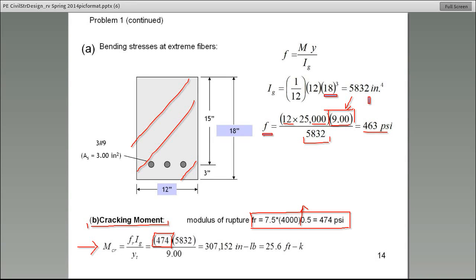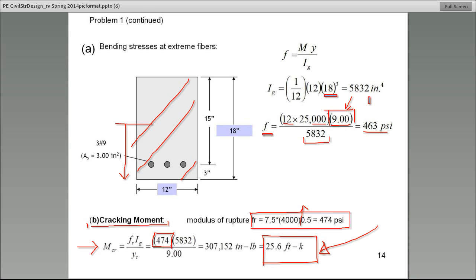So when we substitute all of this, the cracking moment comes out to be 25.6 foot kips. Does everybody follow? This is a very realistic problem. Amjad asked me, where do you get the 9-inch? That's this distance. It is the distance from the centroid to the tension side, which is 18 divided by 2.